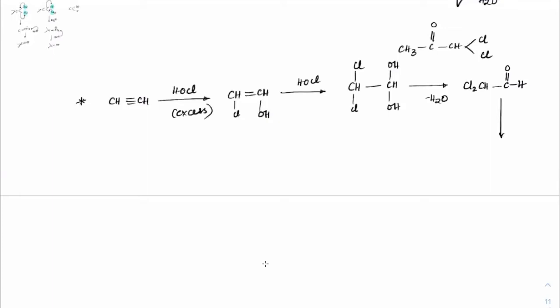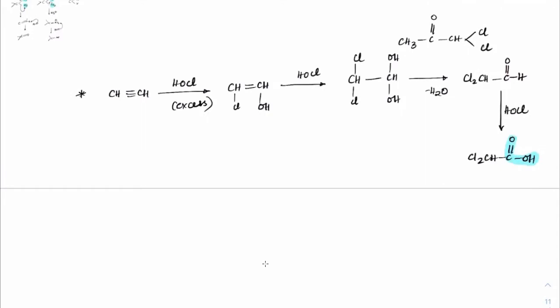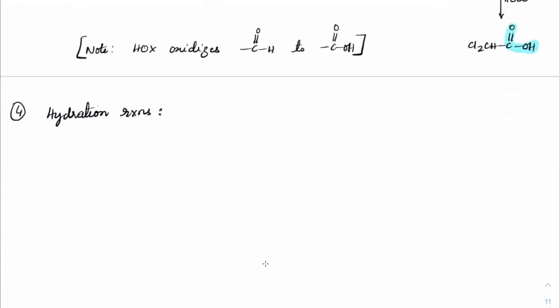Next, from here, HOCl will act like an oxidizing agent for an aldehyde. In case it is still at aldehyde position, it will act like an oxidizing agent and oxidize Cl2CH, this part, as OH. So the final product will end up as an acid in case there is any aldehyde form remaining. Everybody understood that? So in case aldehyde form is remaining, that will be further oxidized. The important note is HOCl or HOX oxidizes aldehydes to acids.